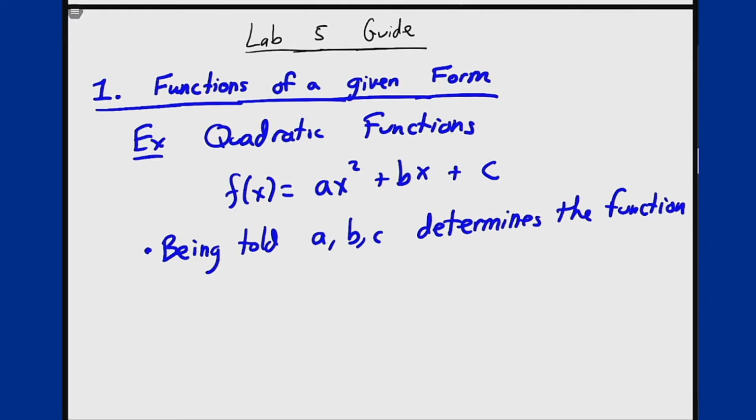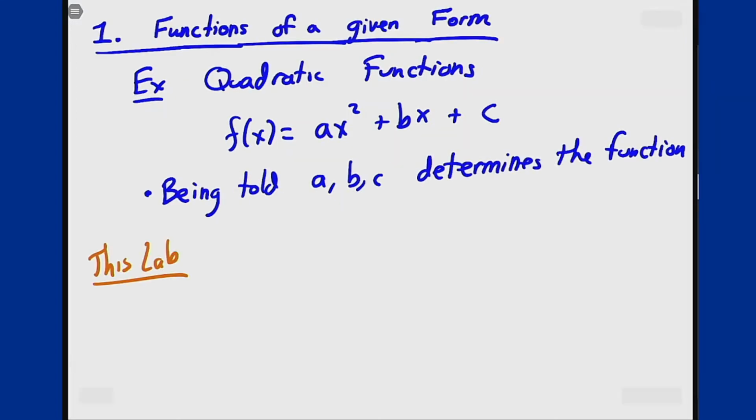Its zeros, its vertex, how it goes to infinity. All of these things are all known once you know a, b, and c. So in a sense, a, b, and c are really the important parts here once you know the structure is a quadratic function. Now for this lab, we're not dealing with quadratic functions, but the ideas behind it are the same.